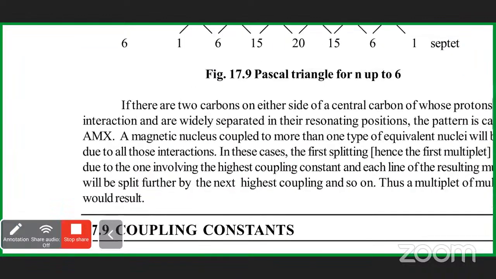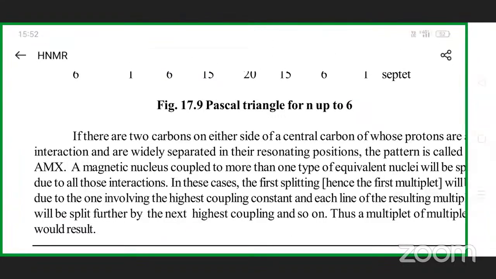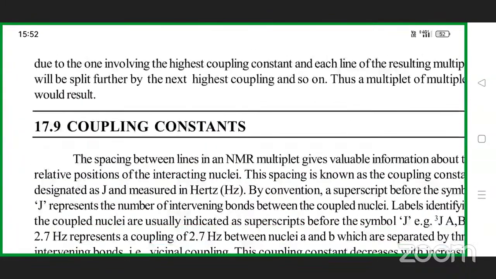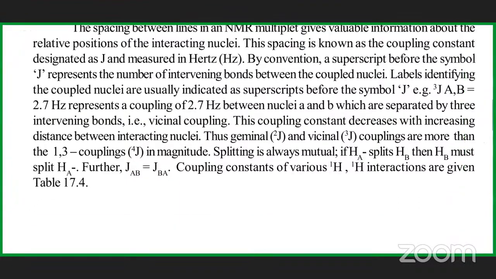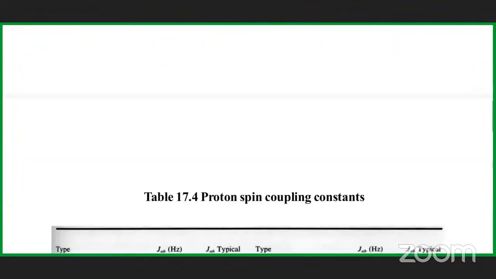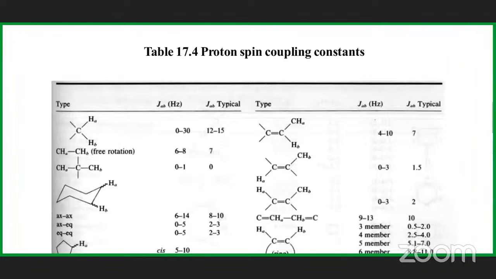So this is the Pascal triangle for us, indicating the intensity of the height of those signals. Next, the coupling constant values. The coupling constant is nothing but the separation of the signals, and values are obtained for different types of protons, like geminal coupling and vicinal coupling.